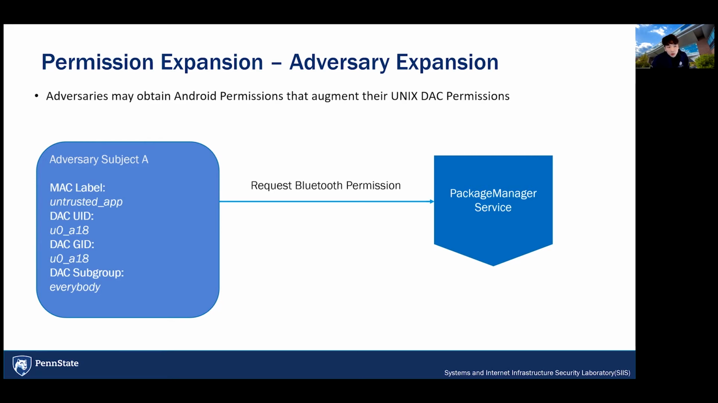So in this example, adversary subject A, as shown, has the DAC and MAC permission at this point, and then it requests a Bluetooth permission, and after it is granted, we see that the adversary gains an extra DAC supplementary group, which is netBT, which gives it extra permission. And we call this adversary expansion.